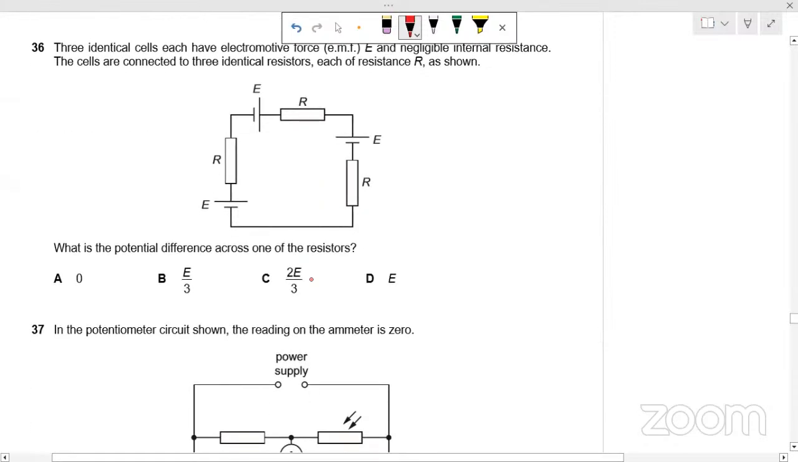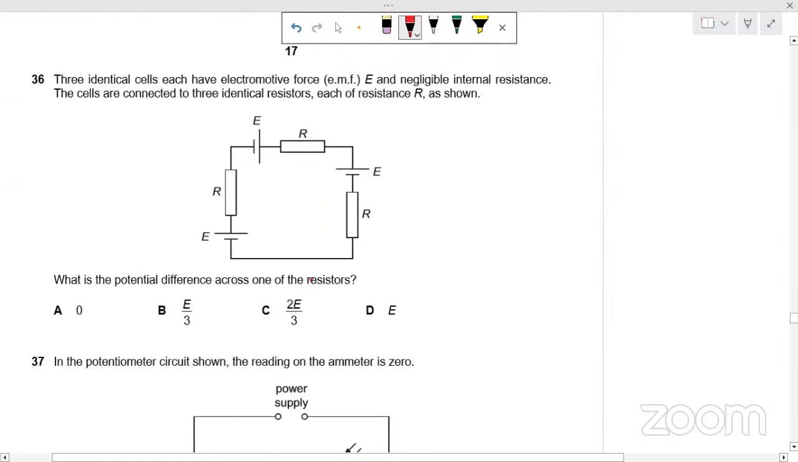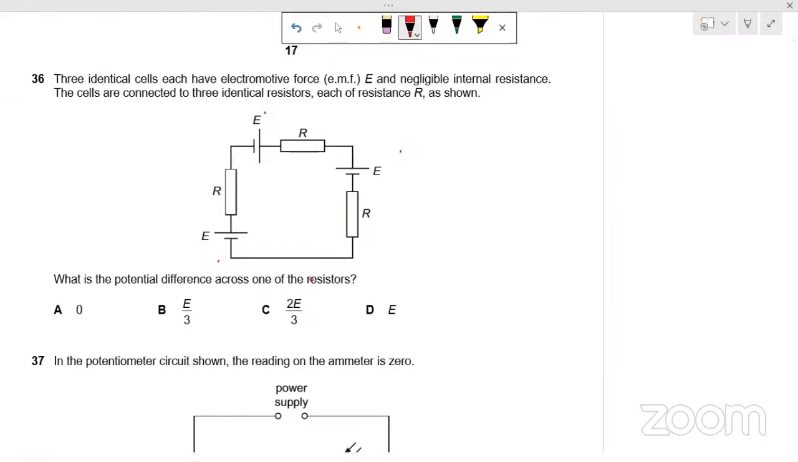This is again a different question. You can think about it. There are three identical cells, each with EMF E, and three identical resistors, each with resistance R. What is the potential difference across one of the resistors? So let's use Kirchhoff's second law. In a closed loop, the sum of EMF is equal to the sum of potential differences.